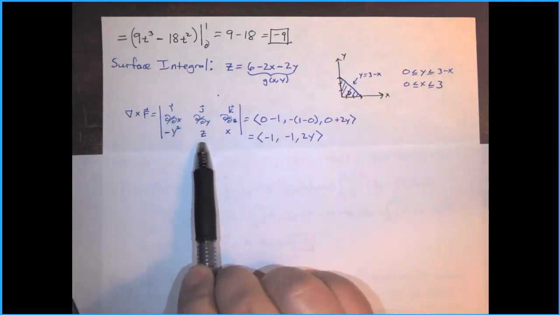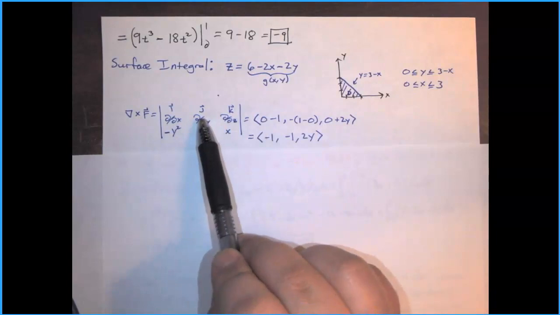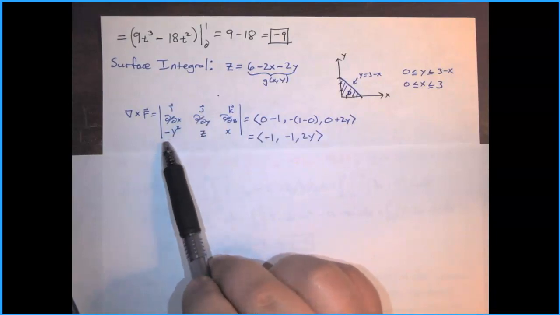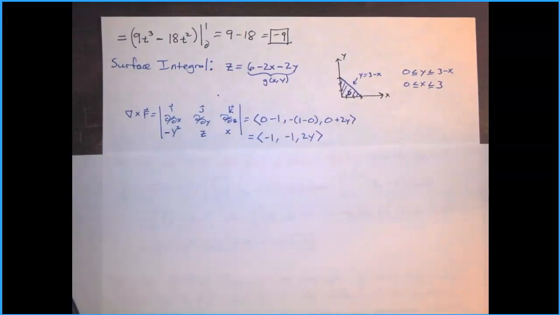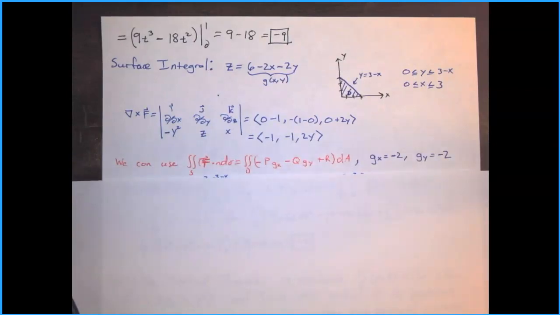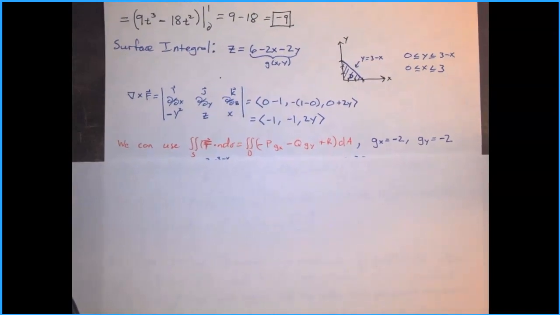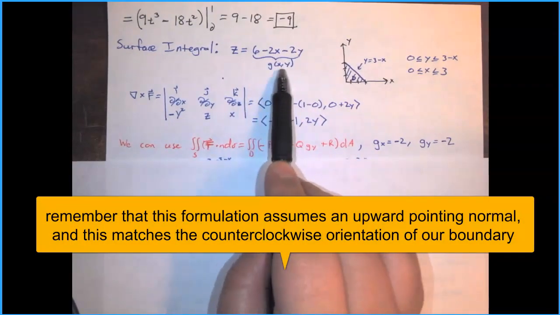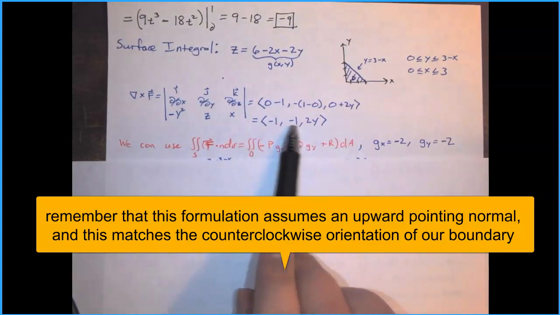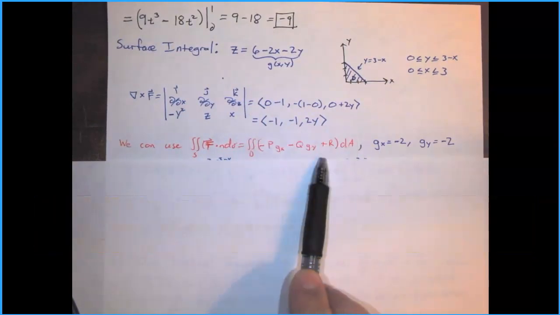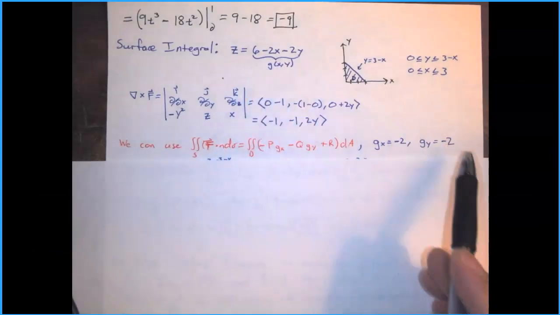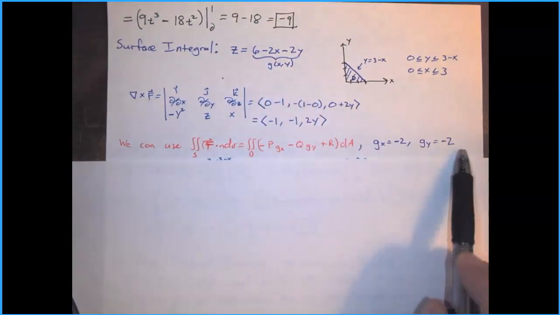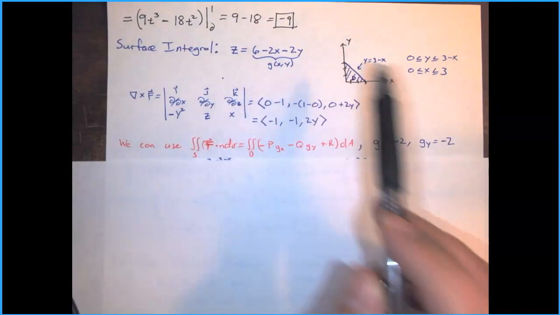And then finally, I take the partial derivative of z with respect to x to get 0, and the partial derivative of negative y squared to get negative 2y. I subtract negative 2y, that becomes plus 2y. So the curl of this vector field is negative 1, negative 1, 2y. Now, if you recall from our study of surface integrals, if I can represent the surface as a function of x and y, then I can set up the surface integral in this way, where I need to know these partial derivatives of the surface. In this case, the partial derivative with respect to x is just negative 2. The partial derivative with respect to y is also negative 2.